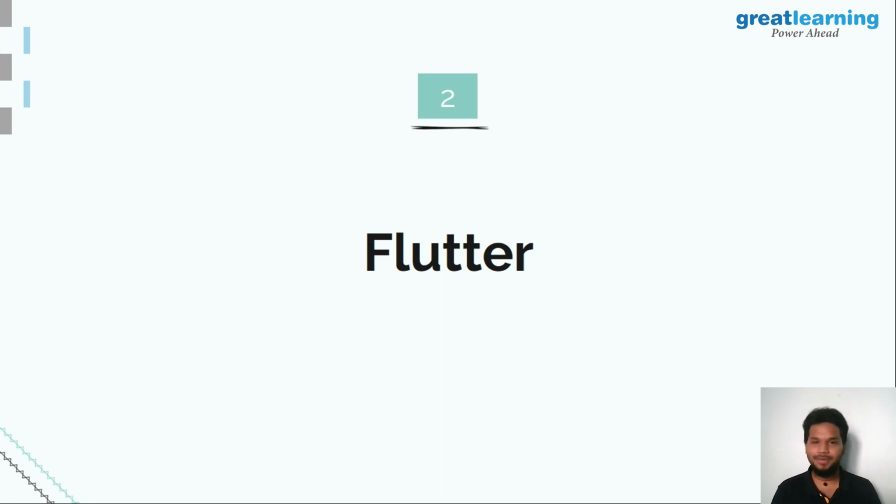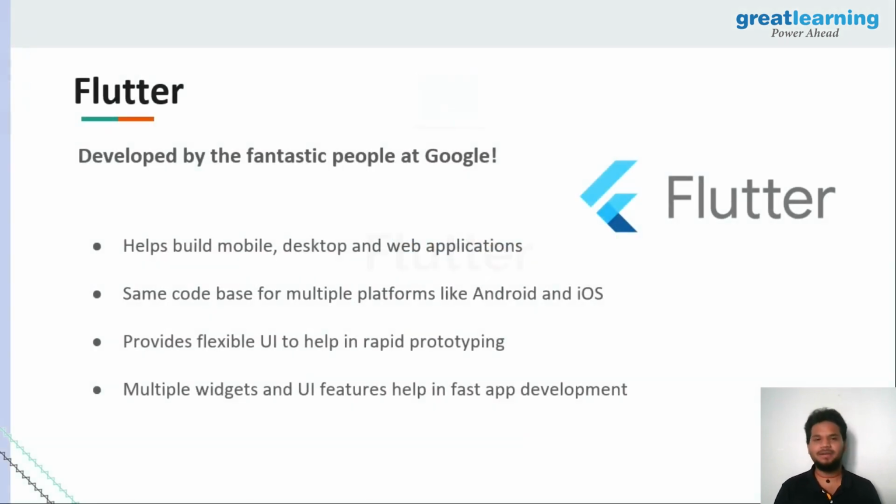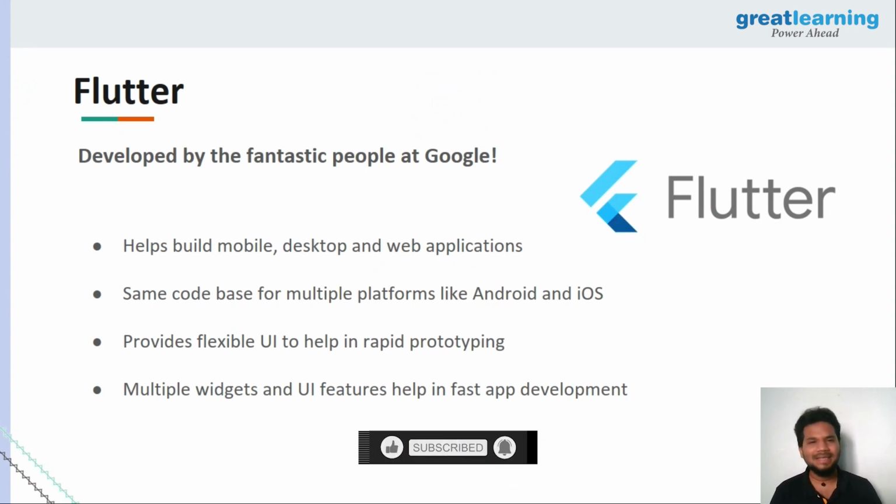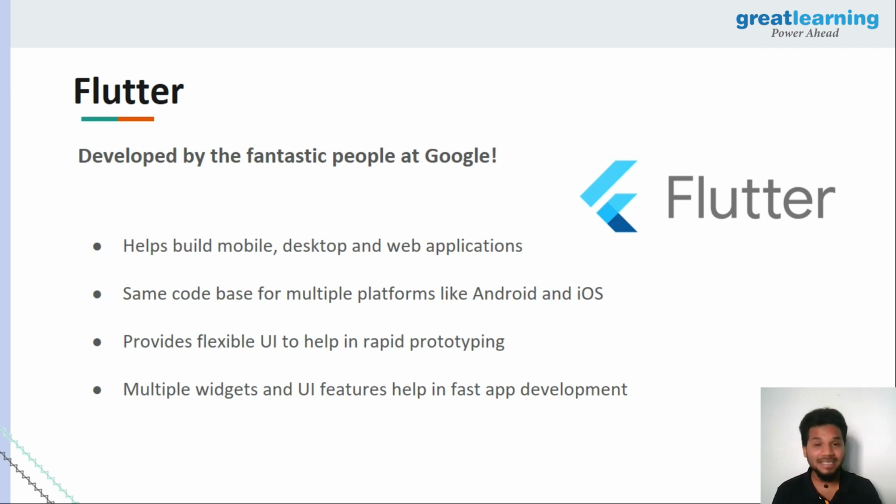Coming on to number 2. Number 2, we have Flutter. Now, Flutter is fantastic. It is developed by the people at Google. With this, you can build mobile applications, web applications, desktop applications as well. It uses the same code base whenever you are having to write code, be it for Android or be it for iOS. How cool is that? That just makes your job so much more efficient, so much nicer, that you can cater to 2 different platforms with the same code base, right?